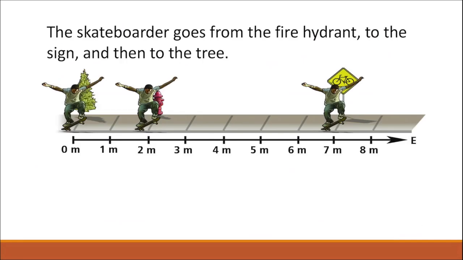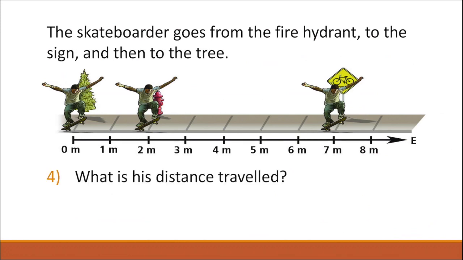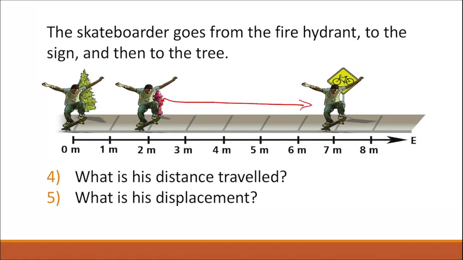Finally, try this question. The skateboarder moves from the fire hydrant to the sign and then back to the tree. What is his distance he travels? And what is his total displacement? His distance can be broken down into two parts. From the fire hydrant to the sign, he moves 5 meters. From the sign to the tree, he moves 7 meters. So our total distance is 12 meters.